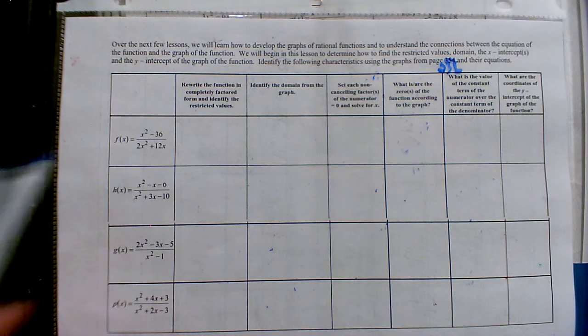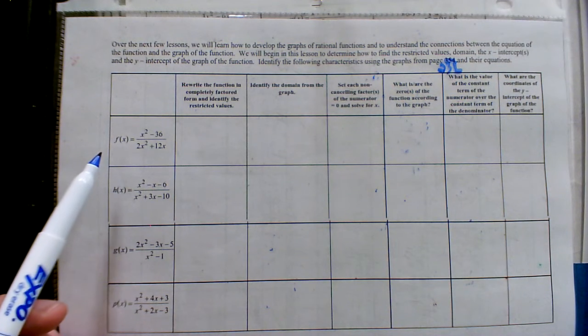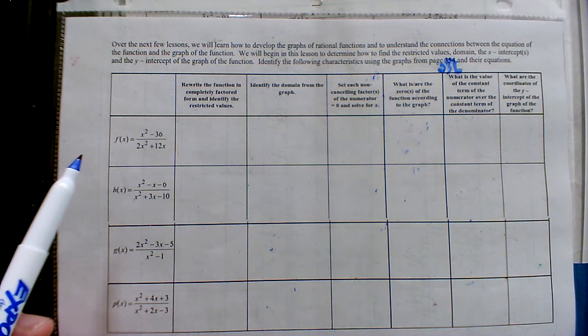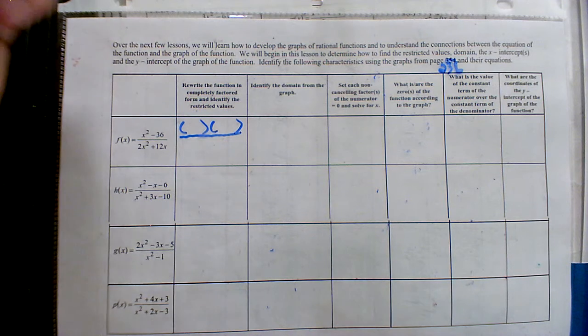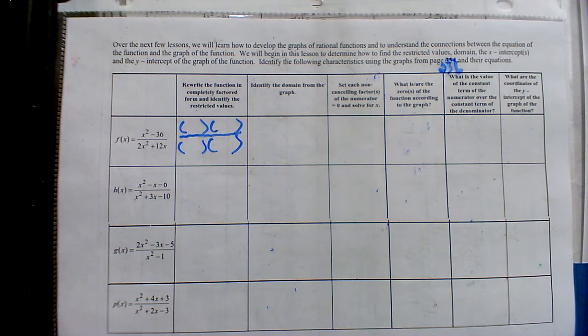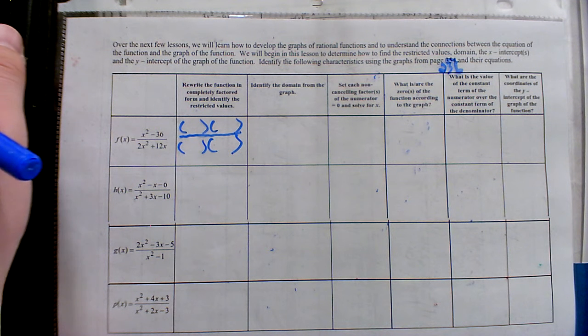Alright, so the first one is f of x, referring to the f of x graph on that previous page 238. But the first box says we need to rewrite the function in completely factored form and identify the restricted values. So we want to write this in factored form. So we need to factor the top and we need to factor the bottom. So go ahead, try to factor the top and factor the bottom.